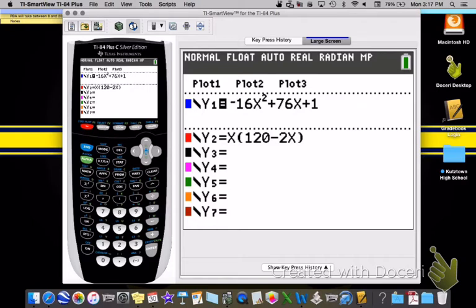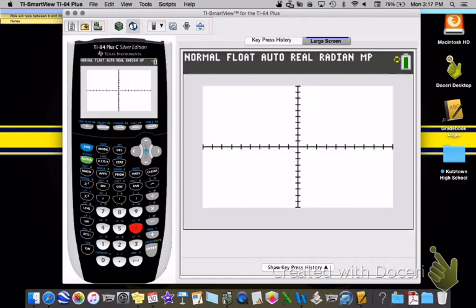So I'm going to do Zoom 6. I always want to start with a standard window. Hopefully you still remember that by now. Okay, so I can kind of see my football. It goes up and it comes back down and hits the ground somewhere around 1, 2, 3, 4, somewhere in between 4 and 5 seconds. So think about that as we keep going. I know I'm going to have to manipulate my window.